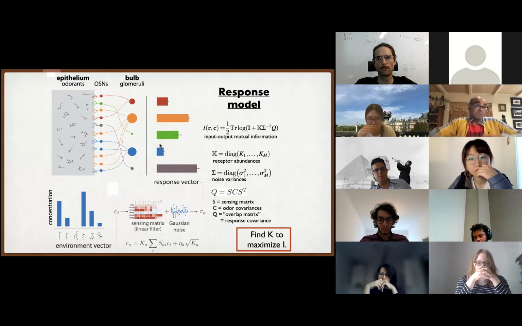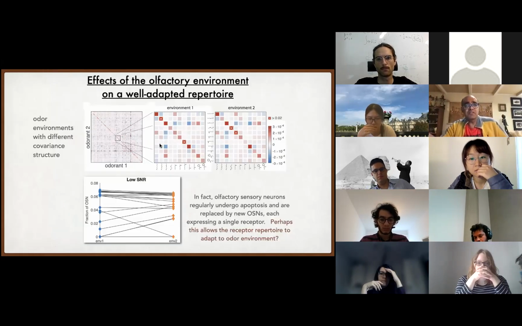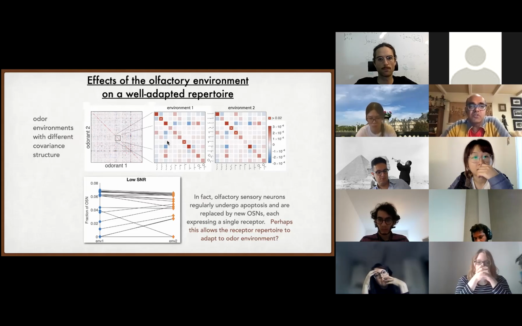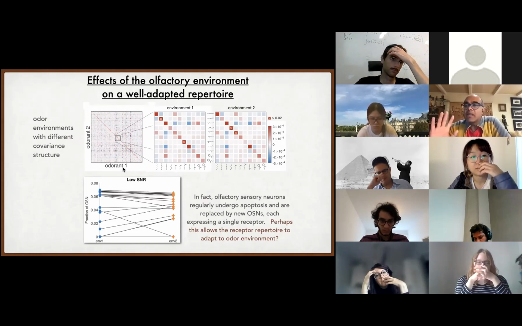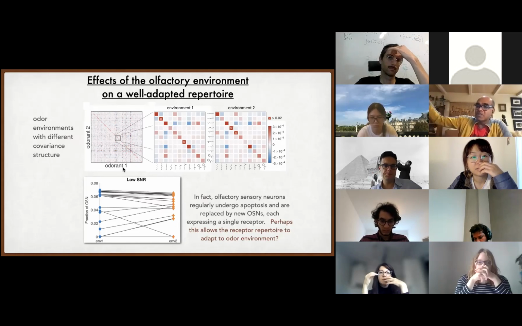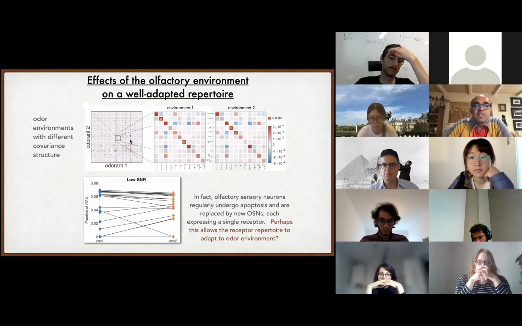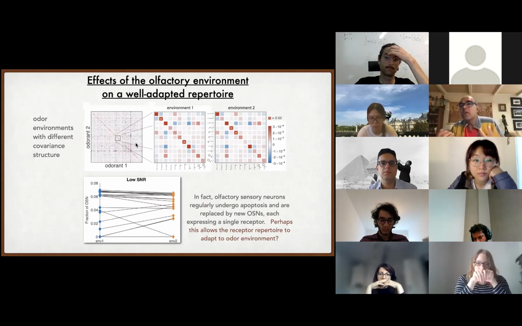So what do we do? Go to town. As a theorist, I can do this. I can imagine two odor environments with different covariance structures. Let's suppose I have a panel of 1,000 odorants and 1,000 odorants. This is the covariance between the odorants. And an environment, because I've got these Gaussian distributions of odorants, is determined by its covariance matrix, which says how odor molecules vary together.